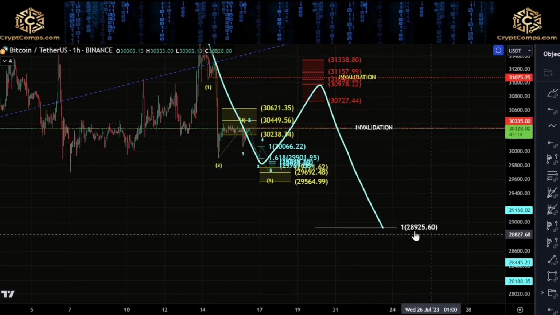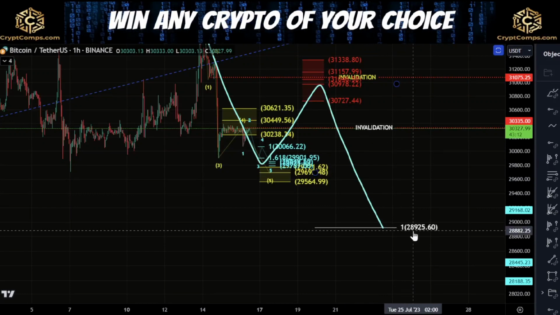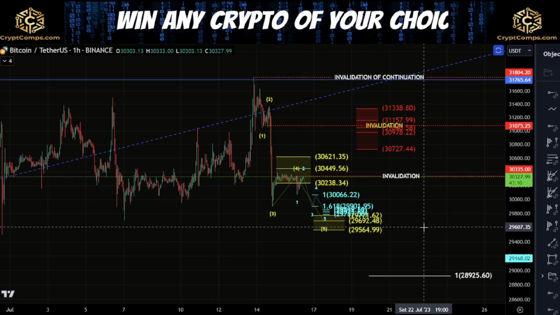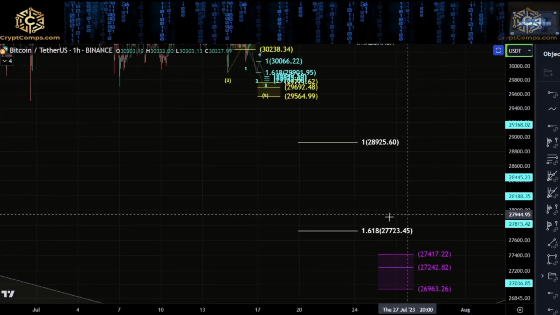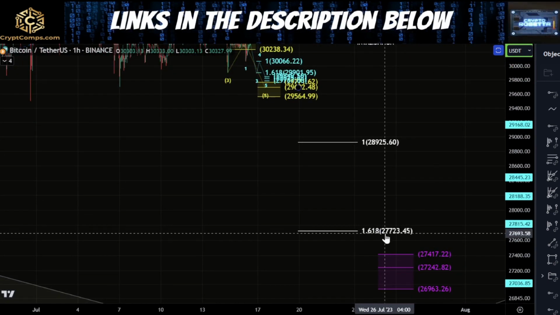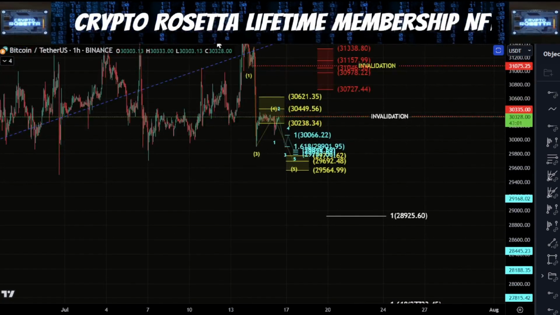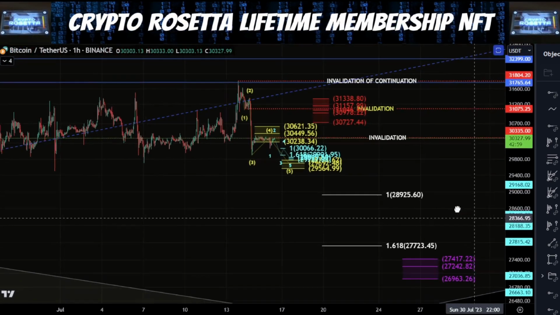Now this could be a three-wave move where we see a move down towards this 28,925. Or alternatively, if this does look to break down deeper, we do have this area here of this 1.618 at this 27,723. So we need to be careful of this idea of a bigger break to the downside here.